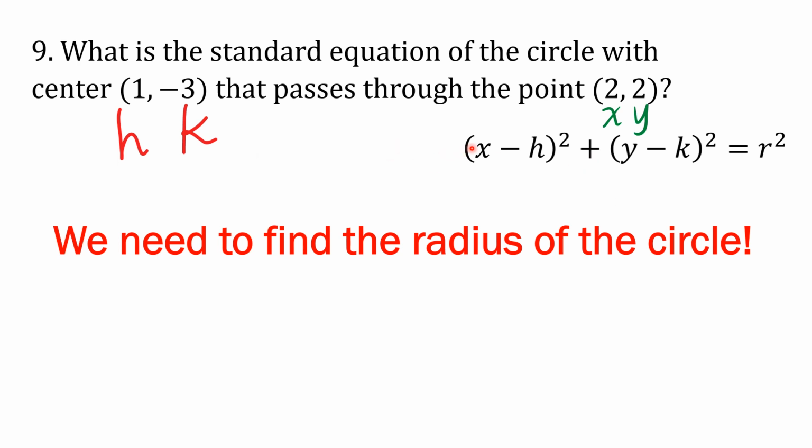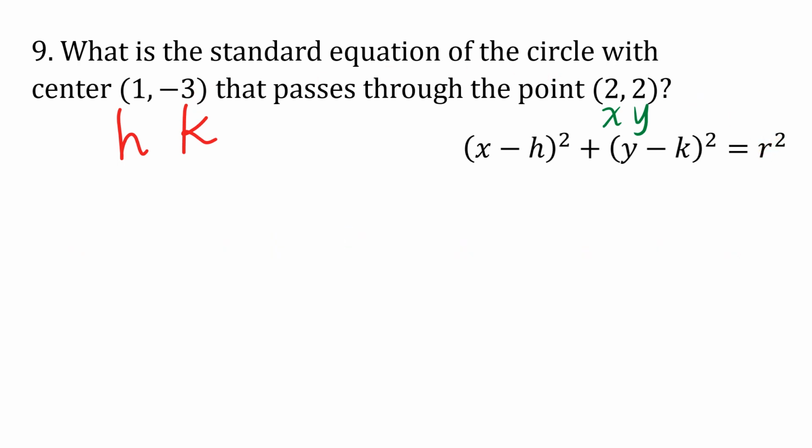All right, so I'm going to take x, replace it with 2. H, replace it with 1. Y gets replaced with 2. K gets replaced with -3. I don't know what r is, so I'm just going to leave that as r squared. All right, so here we go. Let's plug this stuff in. X minus h becomes 2 minus 1. Y minus k becomes 2 minus -3. So 2 minus 1 squared plus 2 minus -3 squared equals r squared. Remember, we're just leaving r squared alone.